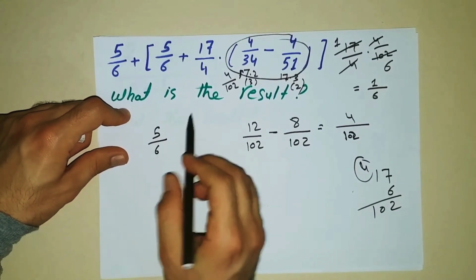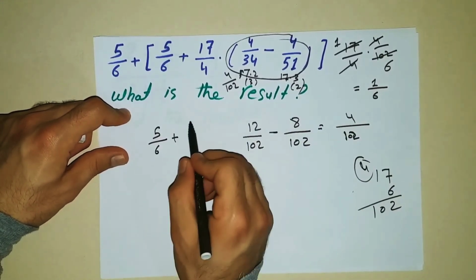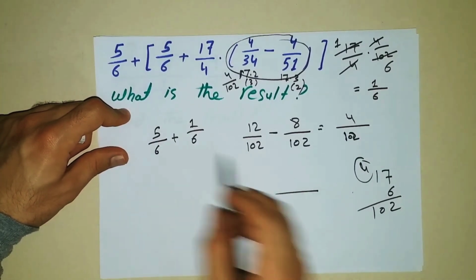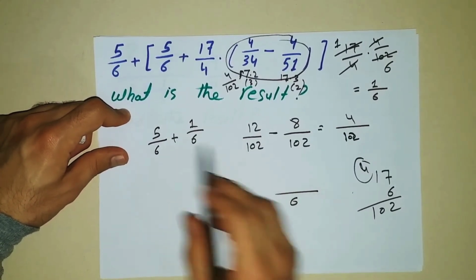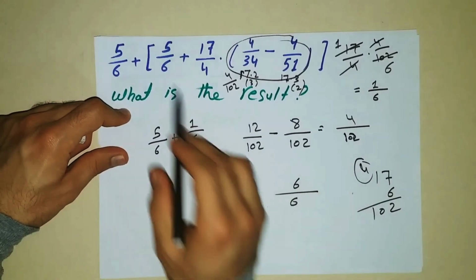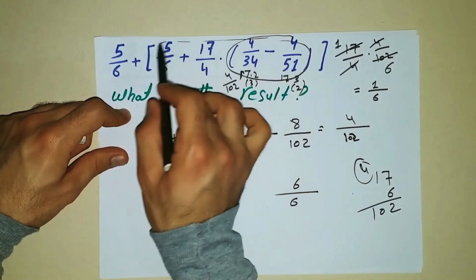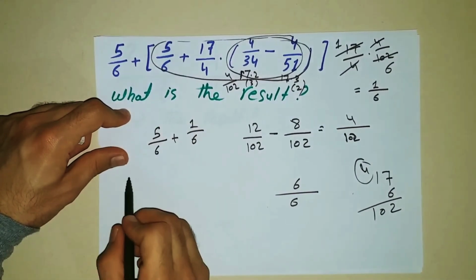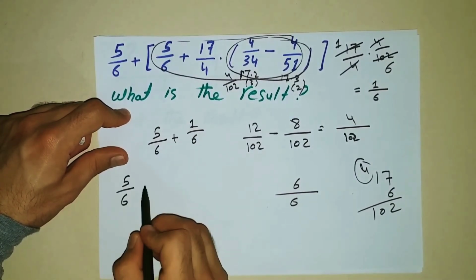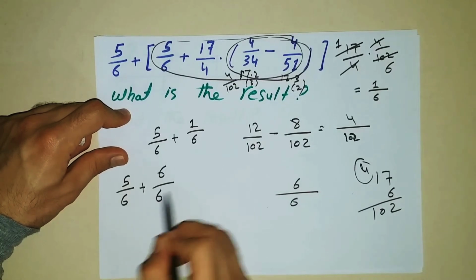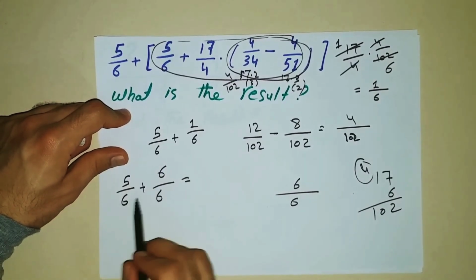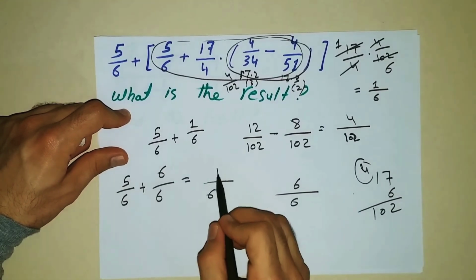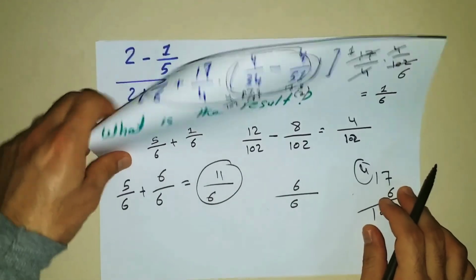Now I will write this one here for you people: 5 by 6 and plus 1 by 6. The denominators are the same, so I can add them. 5 plus 1 is 6. I solved this whole part. It has given me 6 by 6, and outside there is 5 by 6 plus 6 by 6. So the denominators are the same, now I can add the numerators: 11 by 6.